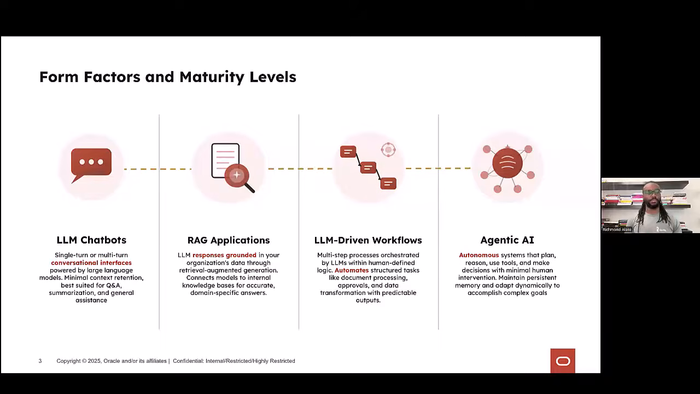Let's talk about the maturity levels we've seen in AI over the years. We started off with LLM chatbots.